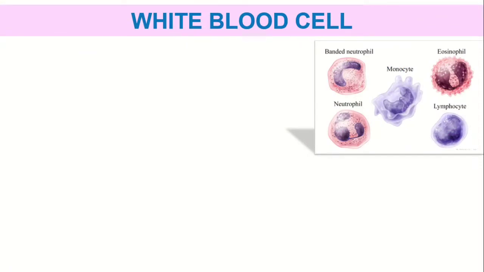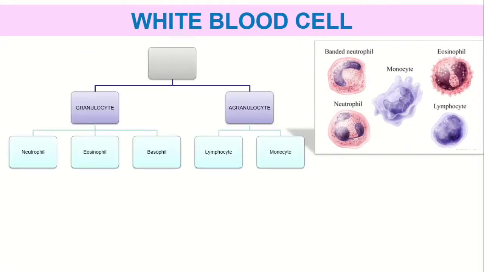Now let me discuss the structure of white blood cells. Leukocytes are divided into two types, granulocytes and agranulocytes. Granulocytes are divided into three, which consist of the neutrophil, eosinophil, and basophil. Meanwhile, agranulocytes consist of the lymphocyte and monocyte.